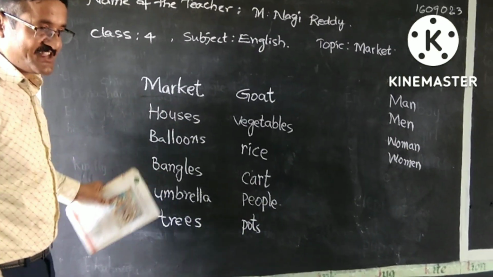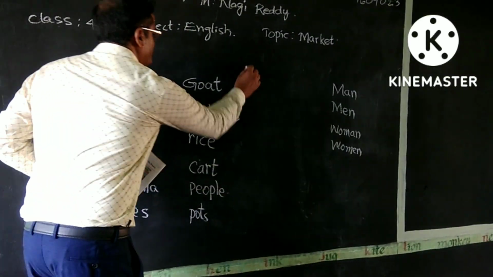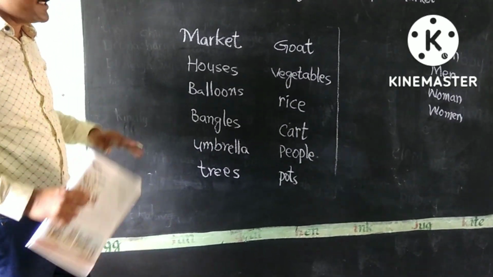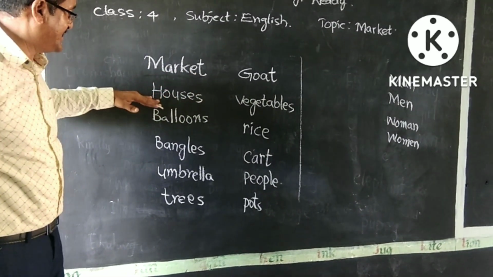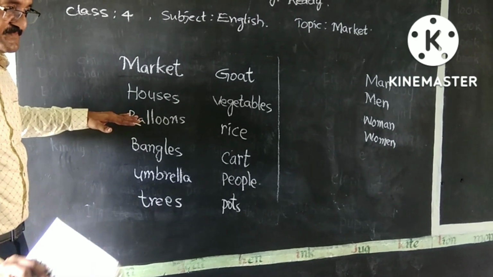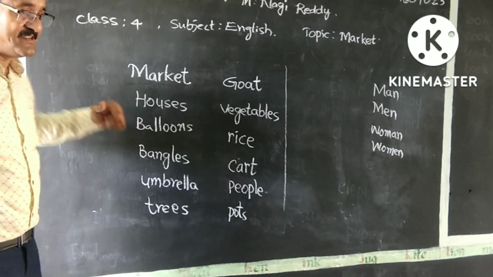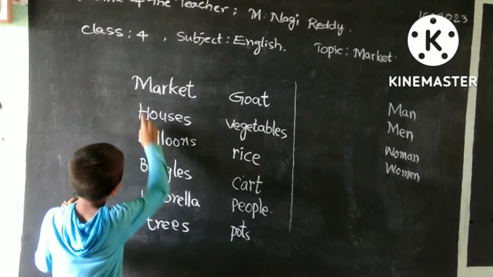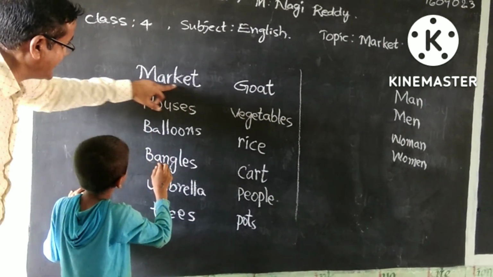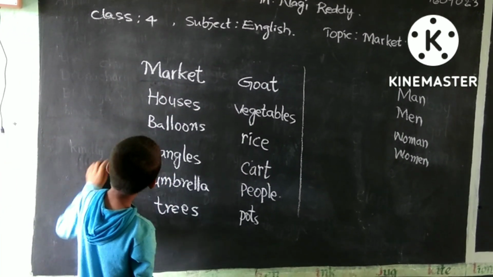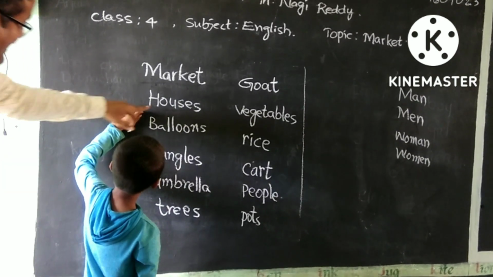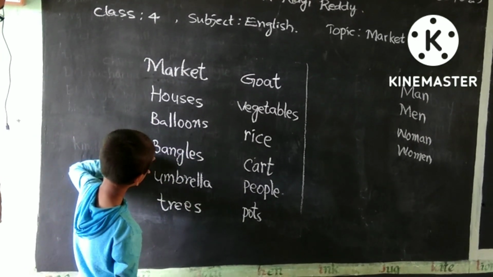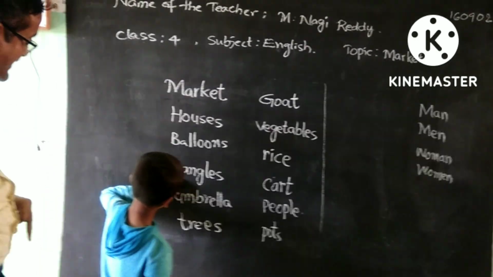These are the things we observe in this lecture, right? Can anybody read these words? Okay. Market. One by one. Who can read? Come on, Sushant, come and read. Market. Show me, where is market? Read. Market. Houses. Balloons. Right. You read it like this.